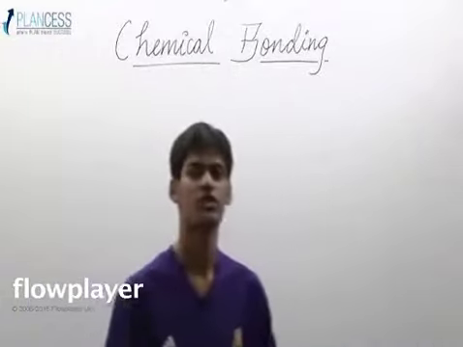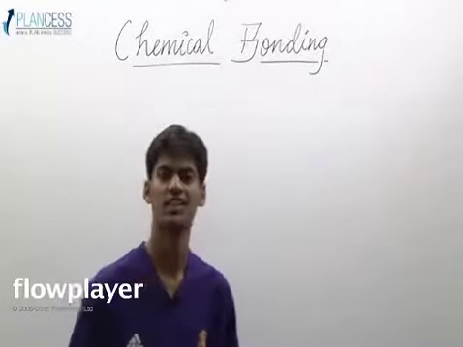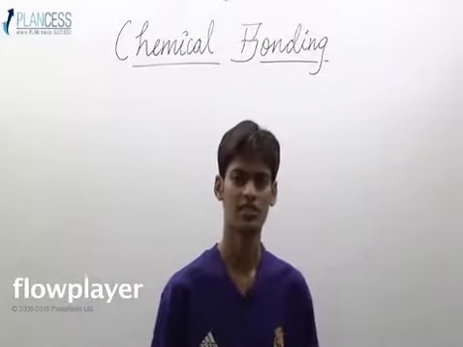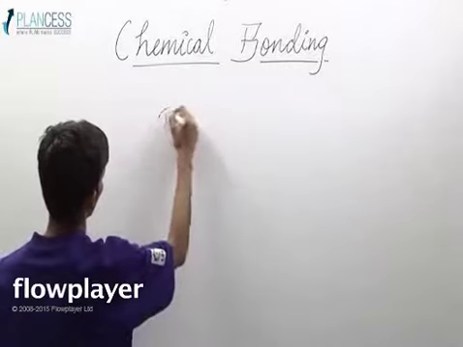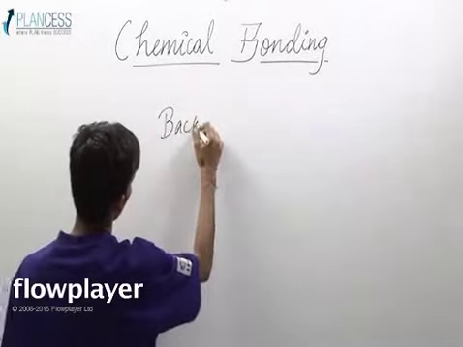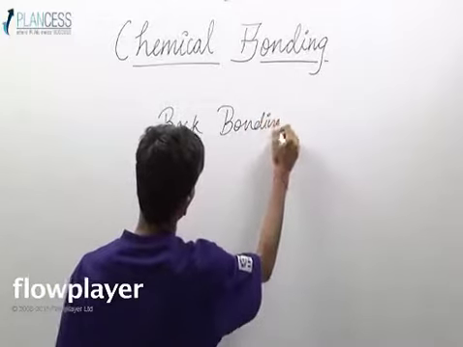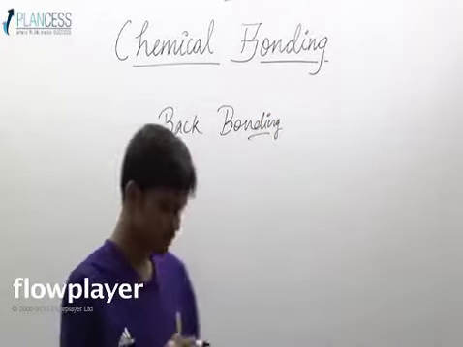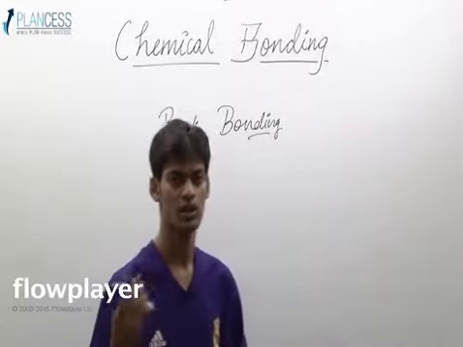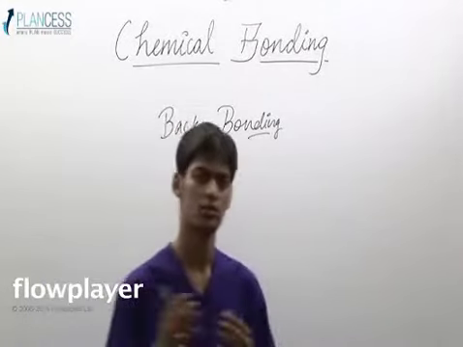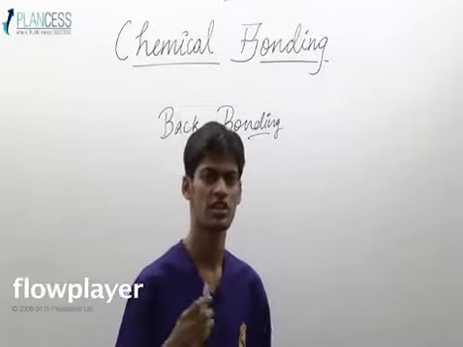Let's move to the last topic of chemical bonding, that is back bonding. It is an important concept as far as competitive exams as well as the board exams are concerned. So let's look at back bonding, the definition first. Back bonding occurs in a molecule in which one atom is electron deficient and the other has unbonded electrons, or you can say lone pairs.